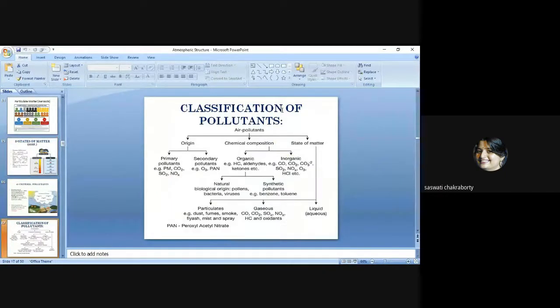Here is the baseline classification of what we have read so far. Depending on origin, there is the primary pollutant and the secondary pollutant. Depending on the chemical composition, it is organic and inorganic. And depending on the state of matter, it is particulate, gaseous, and liquid.